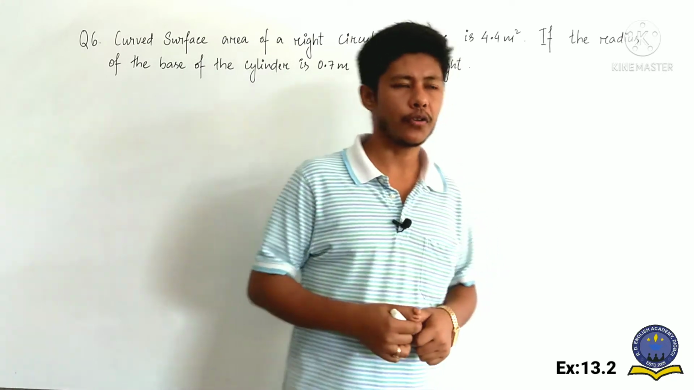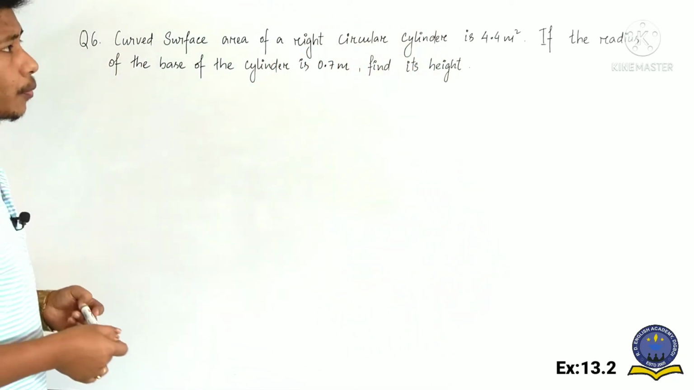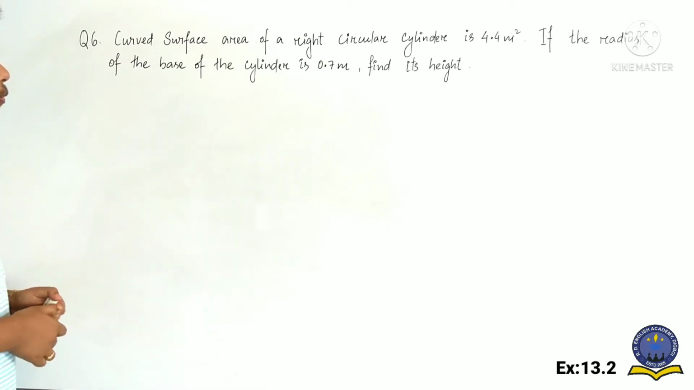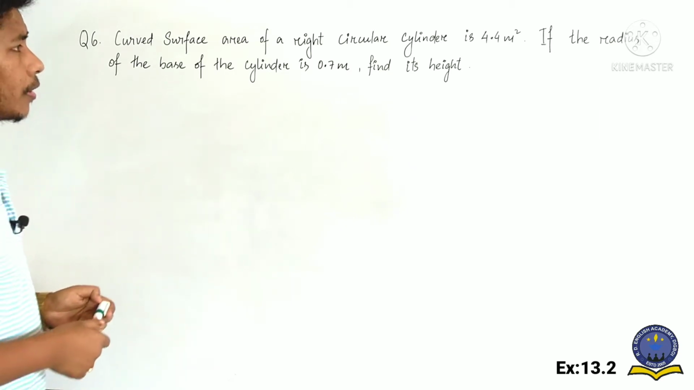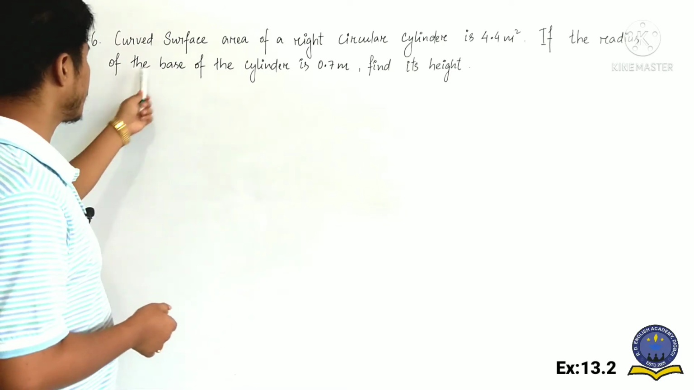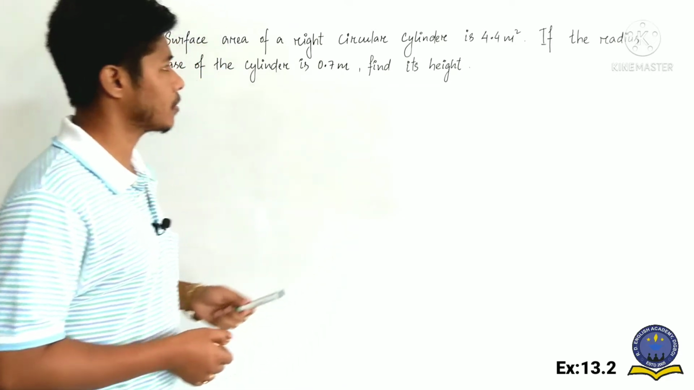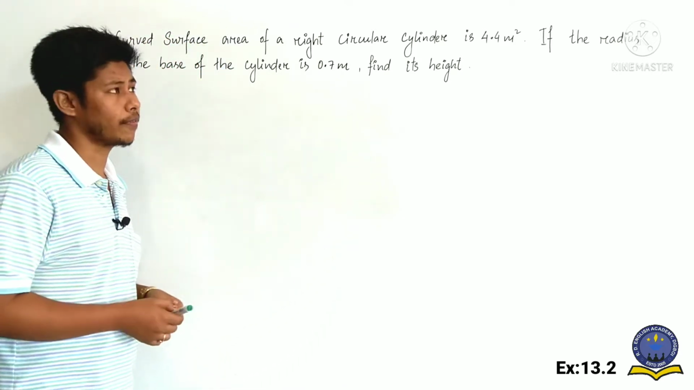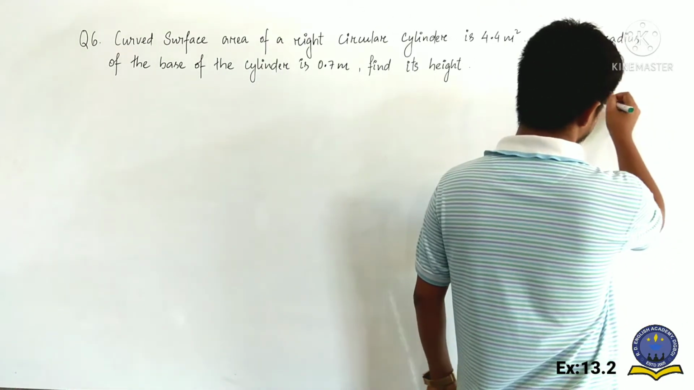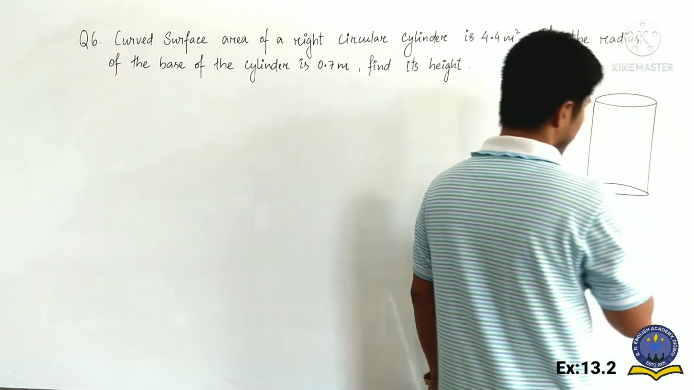Now, question number 6: the curved surface area of a right circular cylinder is 4.4 meter square, and the radius of the base of the cylinder is 0.7 meter. We have to find out the height. First of all, the curved surface area of a right circular cylinder is given as 4.4 meter square. If we consider a cylinder here, this is the right circular cylinder.